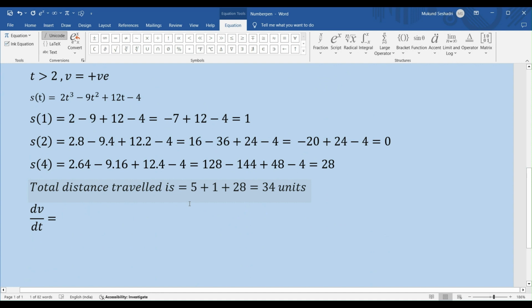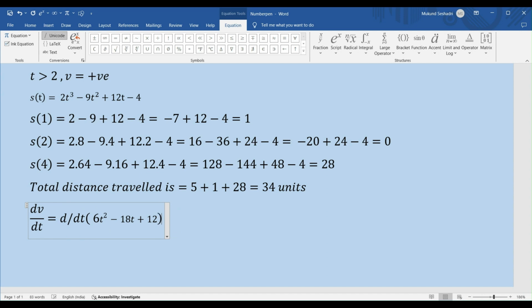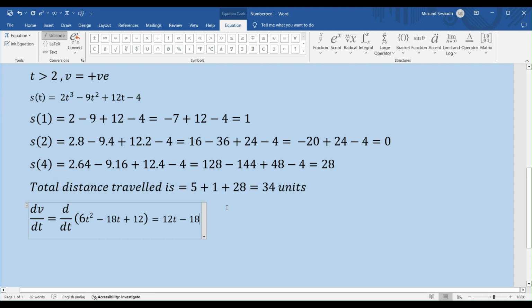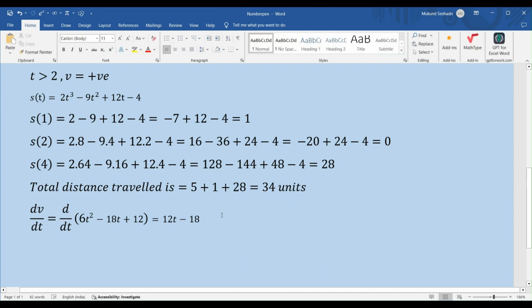And if I use that to differentiate, what do I get? This is what I get: d by dt of 6t square minus 18t plus 12, which is nothing but 12t minus 18, right? So this is my instantaneous acceleration at any point of time t, right? And we've been asked to find the acceleration at 2 points, where the velocity becomes zero, and we know which are those 2 points.